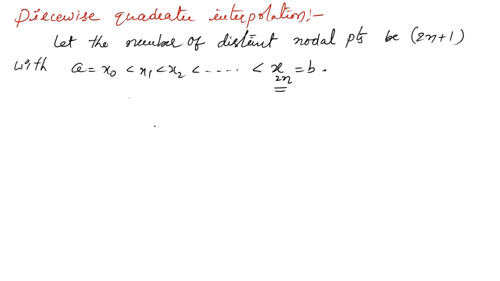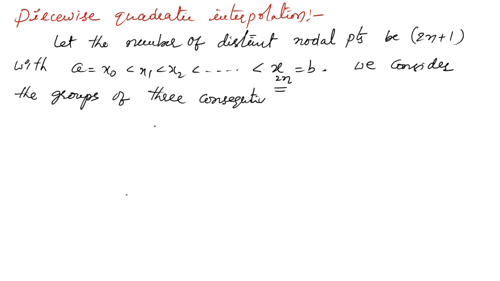Okay, these are the nodal points, and we consider the groups of 3 consecutive nodal points. To get a quadratic polynomial, how many points are required? 3 points. So we consider 3 consecutive nodal points as x0, x1, x2. This is the first subinterval. The next subinterval is x2 to x4: x2, x3, x4, and so on.